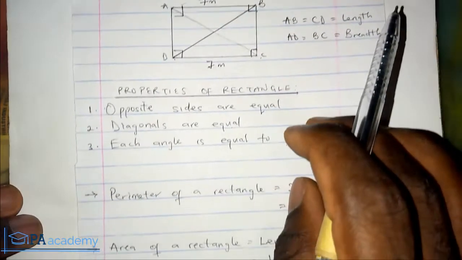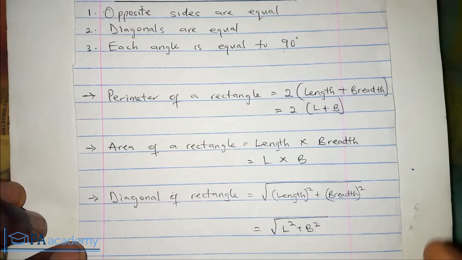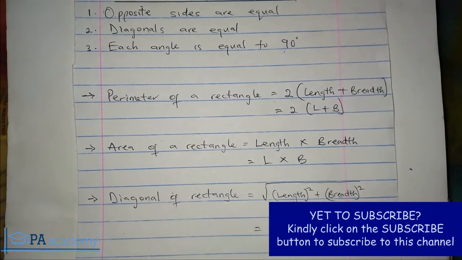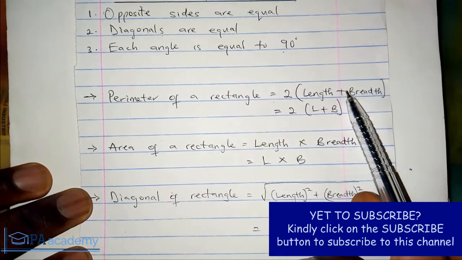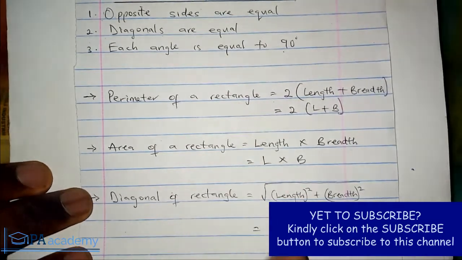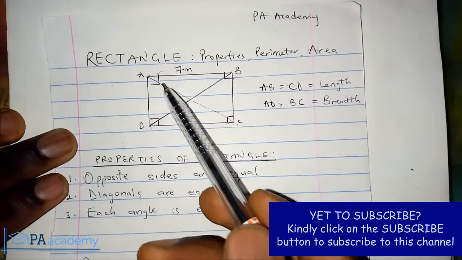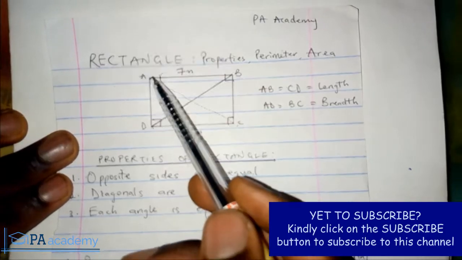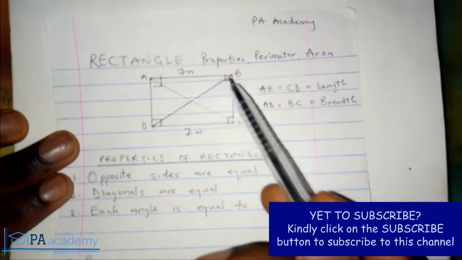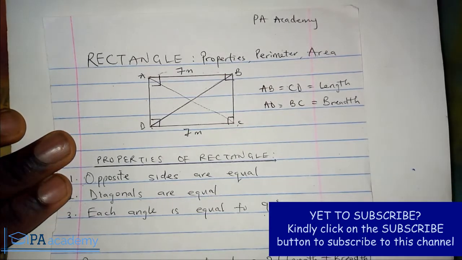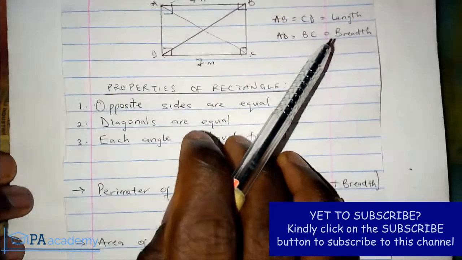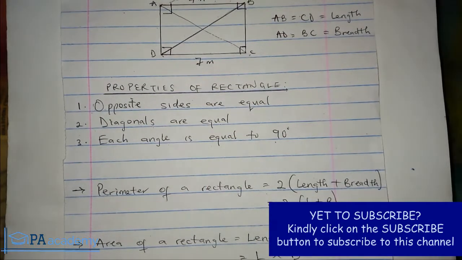So away from properties, let's also look at some of the formulas that are related to rectangle. The first one is the perimeter. So the perimeter of a rectangle is 2 into brackets the length plus the breadth. Now when we talk about the perimeter, what we are talking about is the addition of all the sides. If you pick this side, this 1, 2, 3, 4, the addition of the 4 sides of a rectangle, that's what we mean by perimeter. Addition of all the sides.